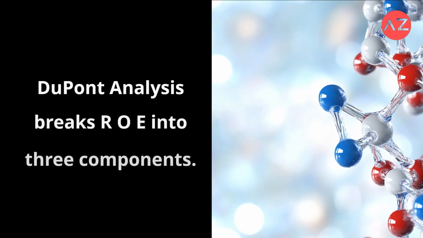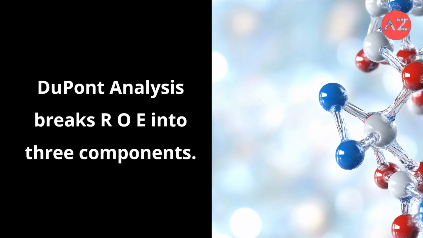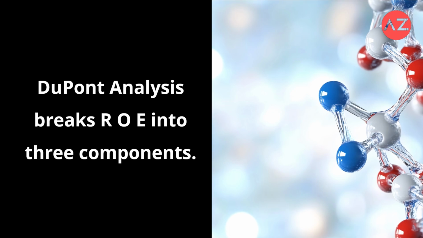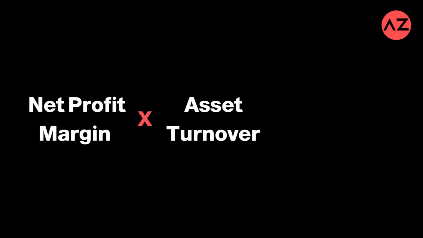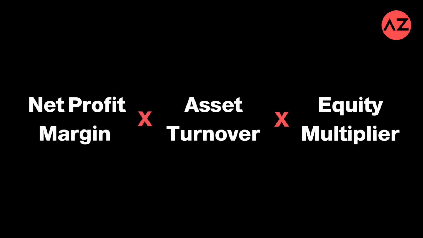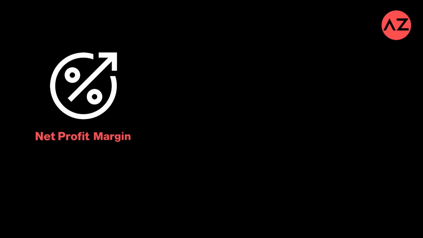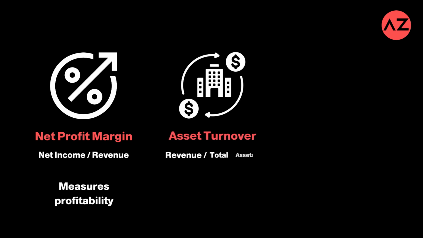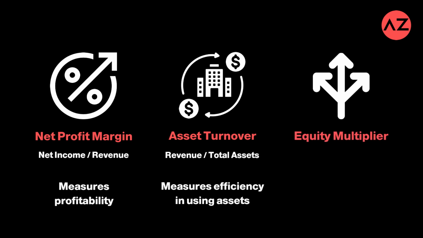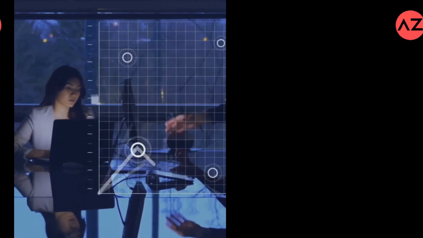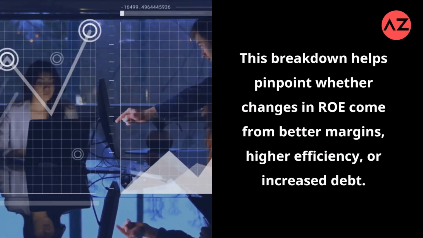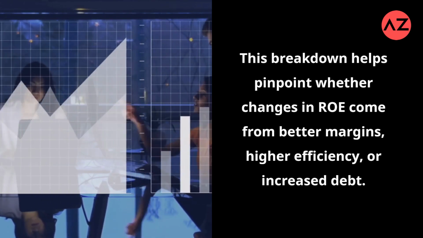To better understand what's driving ROE, analysts often use the DuPont analysis, which breaks ROE into three components. ROE is equal to net profit margin, multiplied by asset turnover, multiplied by equity multiplier. Here, net profit margin equals net income divided by revenue, which measures profitability. Asset turnover equals revenue divided by total assets, which measures efficiency in using assets, and equity multiplier, which equals total assets divided by shareholders' equity, which measures financial leverage. This breakdown helps pinpoint whether changes in ROE come from better margins, higher efficiency, or increased debt.